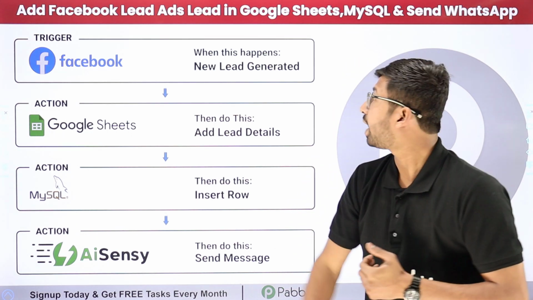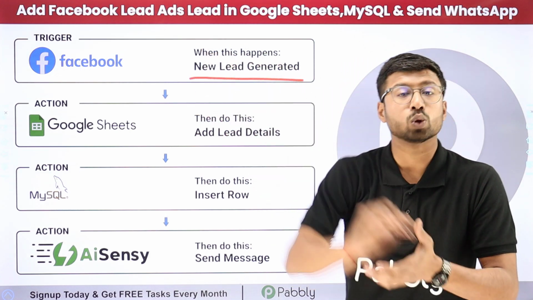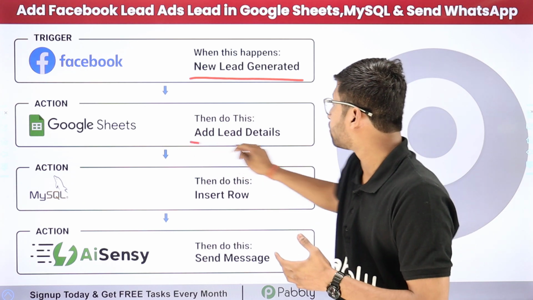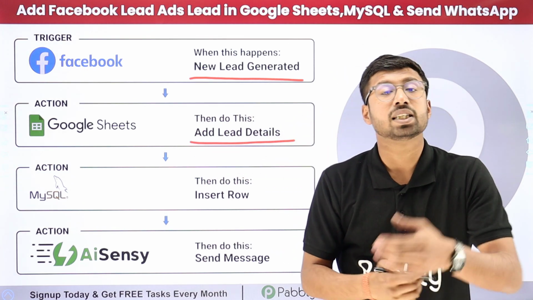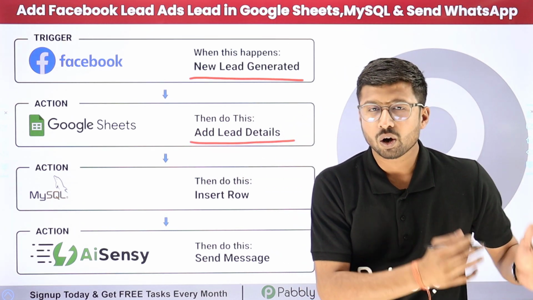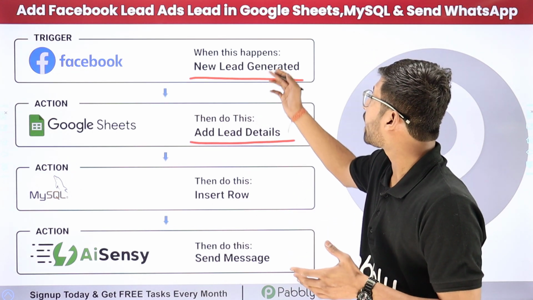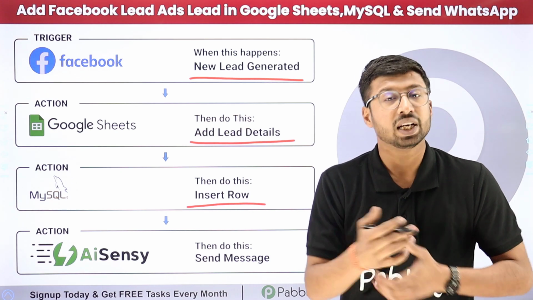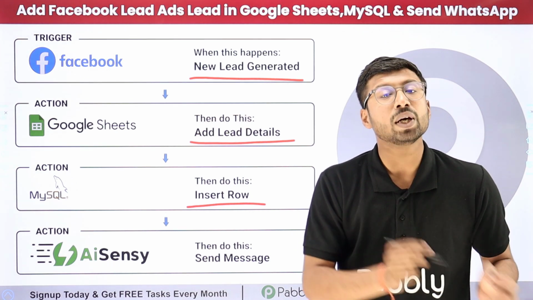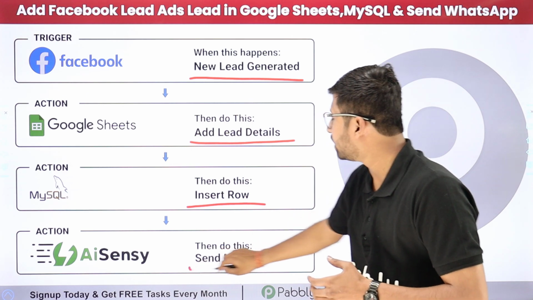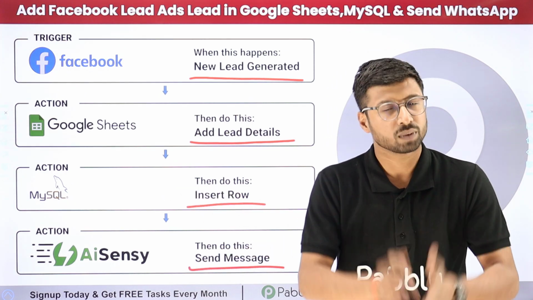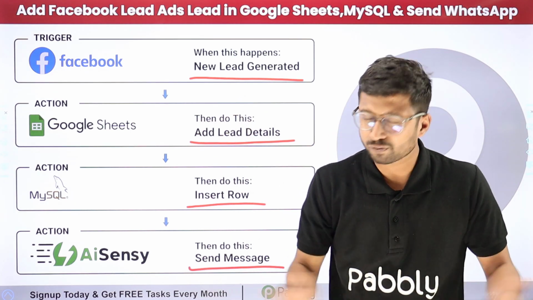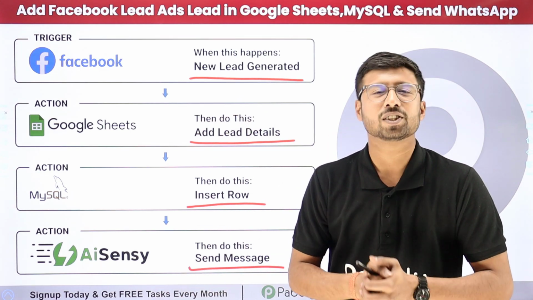So in this automation, as a new lead is generated in Facebook lead ads, instantly we are going to add the details of that new lead in our Google spreadsheet so that our team members can instantly access this lead as well. Also, to maintain the record, we are going to add the same lead details and insert a record in our MySQL database. And to start nurturing this lead, we are going to send a WhatsApp message to the same lead as well using AI Sensei. Now, if you want to learn how you can set up this complete automation all by yourself, for that you just have to come with me to my screen.